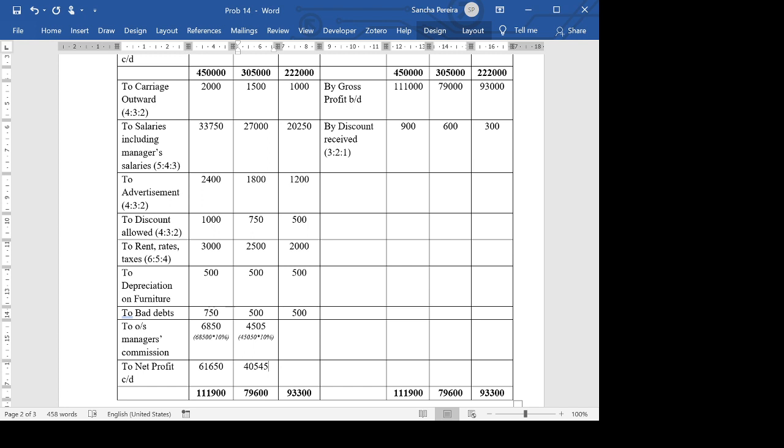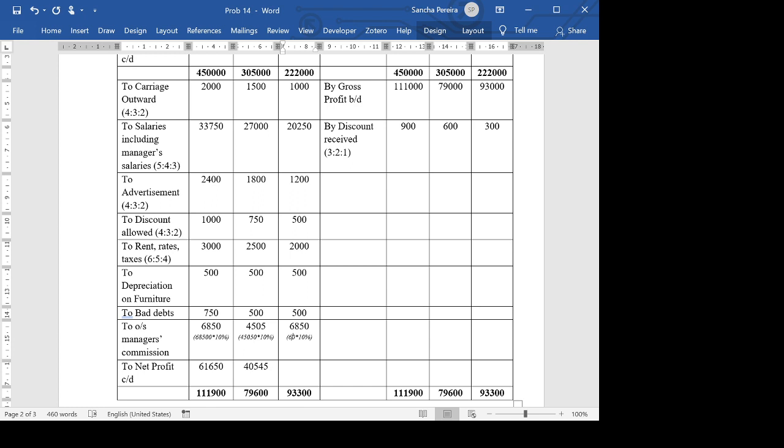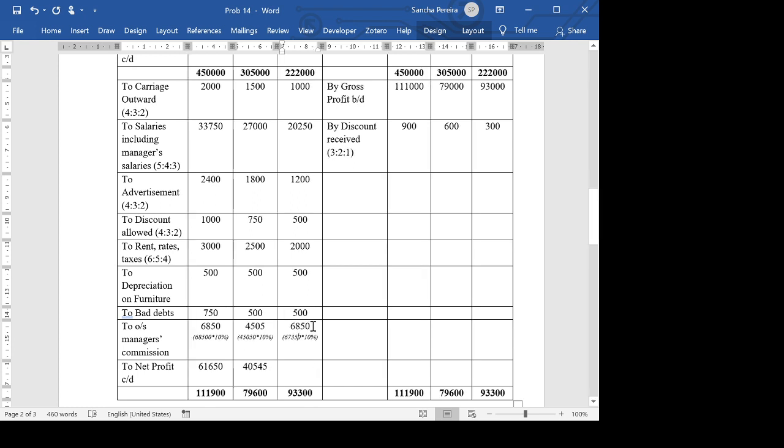And the last one, 93,300 minus 21,250 minus 1,700, 3,700, 4,200, 4,700. That gives 67,350. So again, on 67,350 into 10%, which will give me 6,735. So 67,350 minus 6,735 is equal to 60,615.